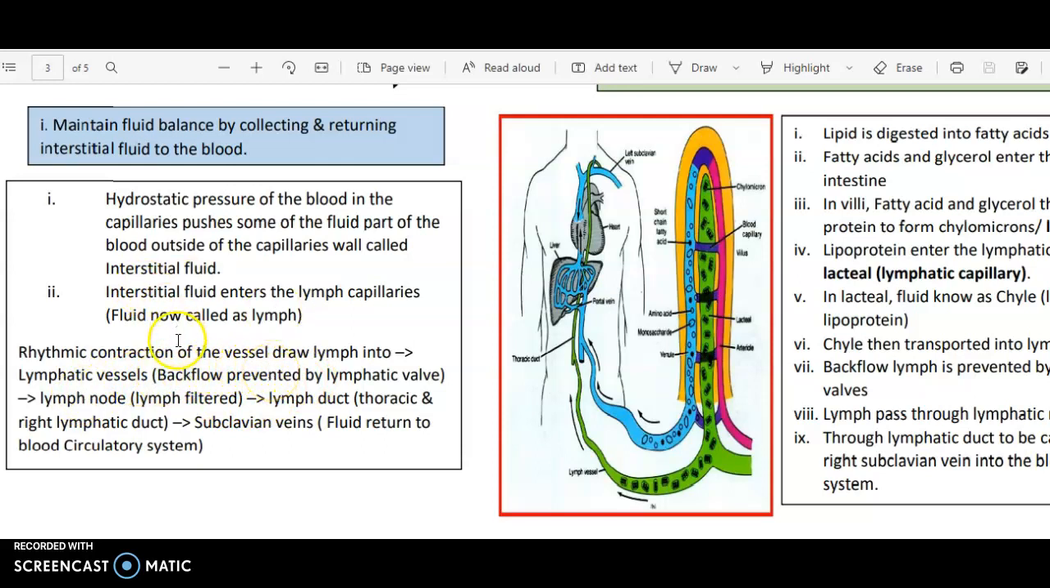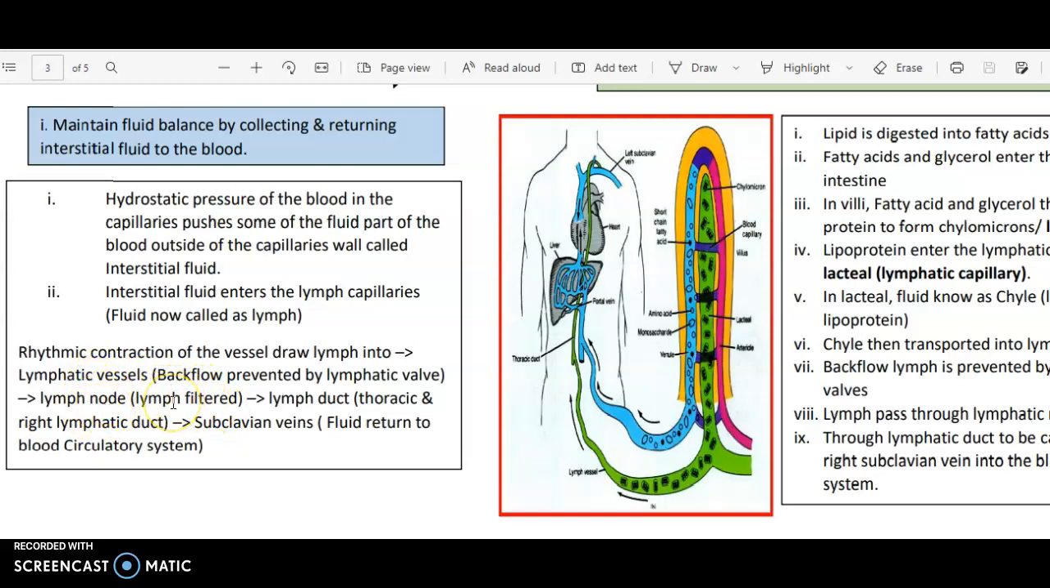Okay, and then what is the next? The things which are in the lymphatic capillary now kita panggil sebagai lymph. Then the lymph will be carried to the lymphatic vessel. So to prevent backflow from the lymphatic vessel to the lymphatic capillary, that is prevented by the lymphatic valve. Ada valve. Okay, so next the lymph will be carried to the lymph node for the lymph to be filtered.